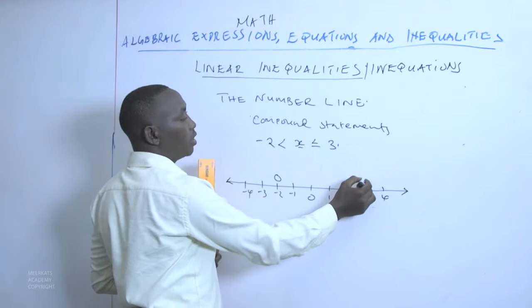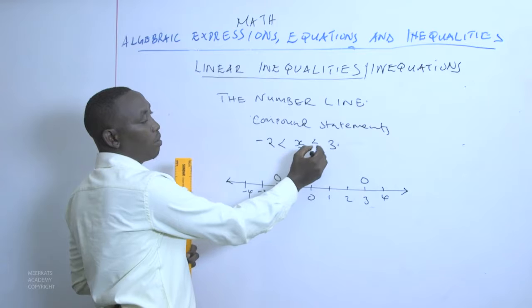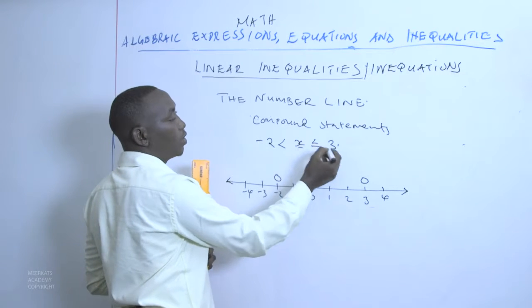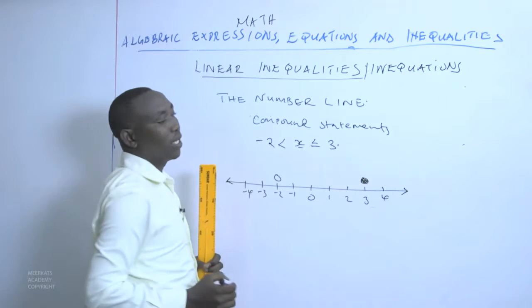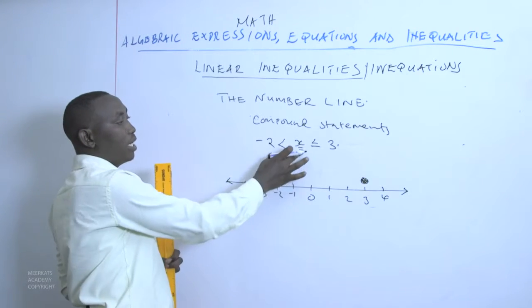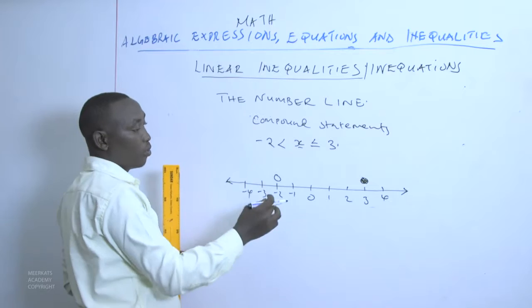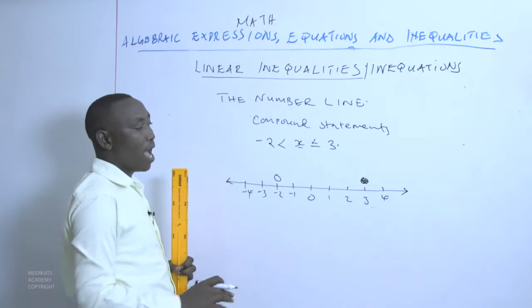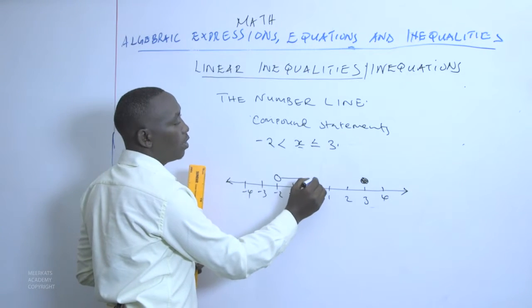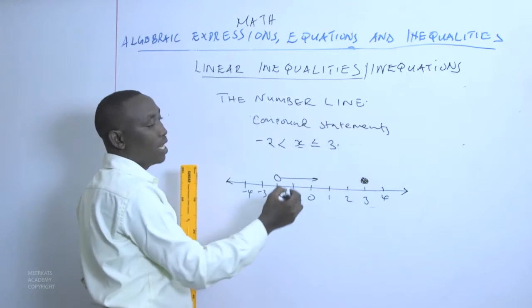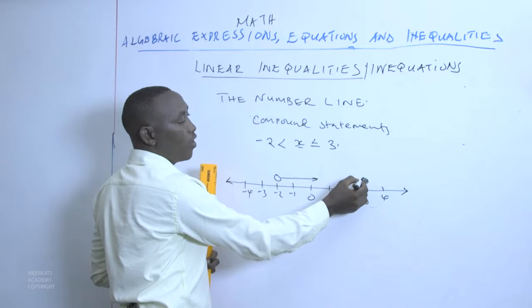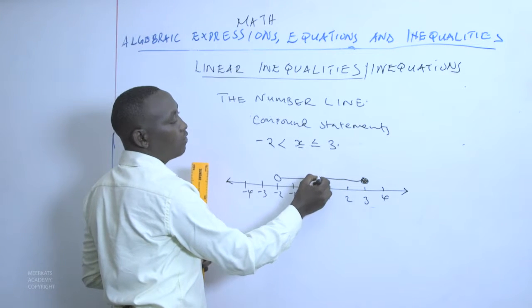So we look for positive 3, it is there. And you remember that this one is either less than or equal to. So that means that our dot is closed, or our circle is closed. Now in this case, we are told that x should be greater than 2. That means you must move your arrow towards your right hand side. But the same x is less than 3, so that means you move your arrow towards the left hand side.